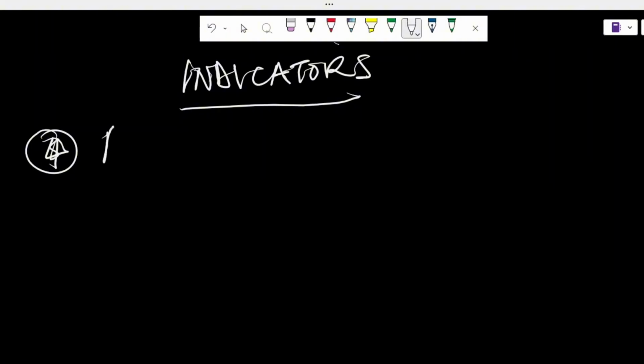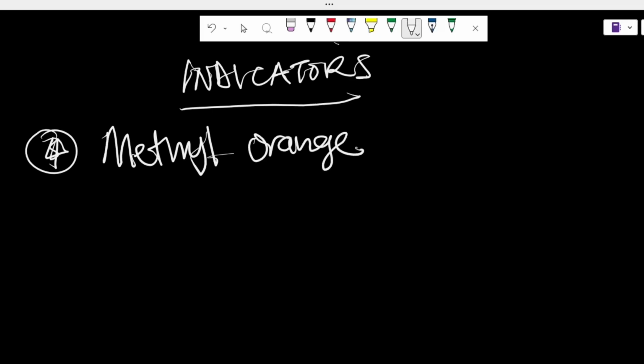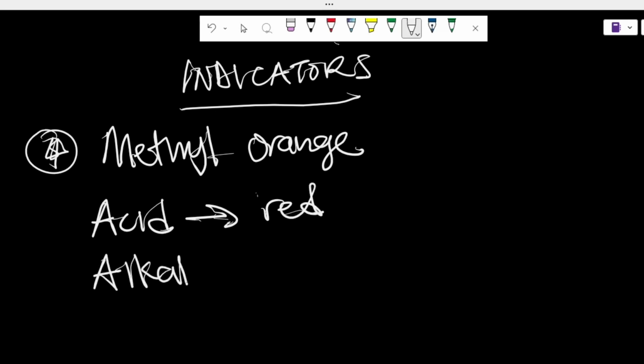Now you can also have what we call methyl orange. For methyl orange, if an acid is present, then it's going to turn this methyl orange red, whereas if an alkali is present, then it's going to turn this methyl orange yellow. So make sure you get the concepts of these indicators, because you might be tested on this as well.